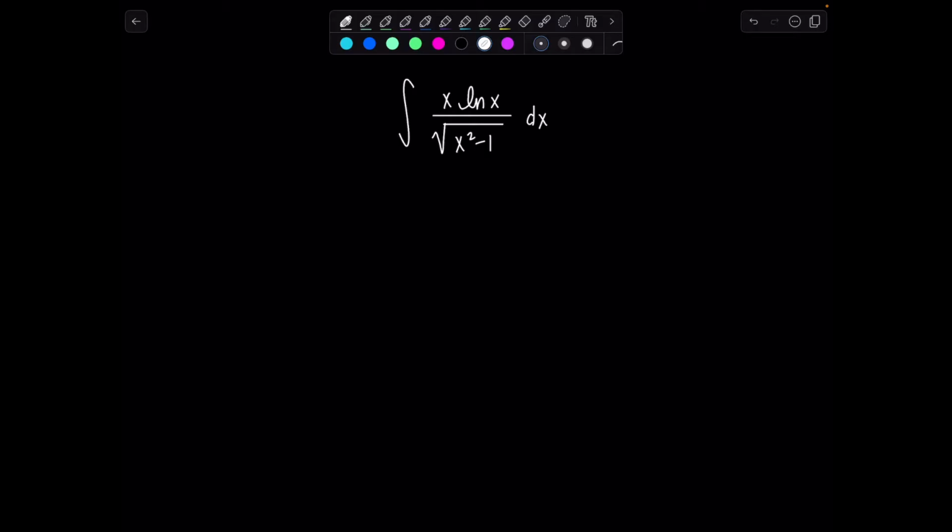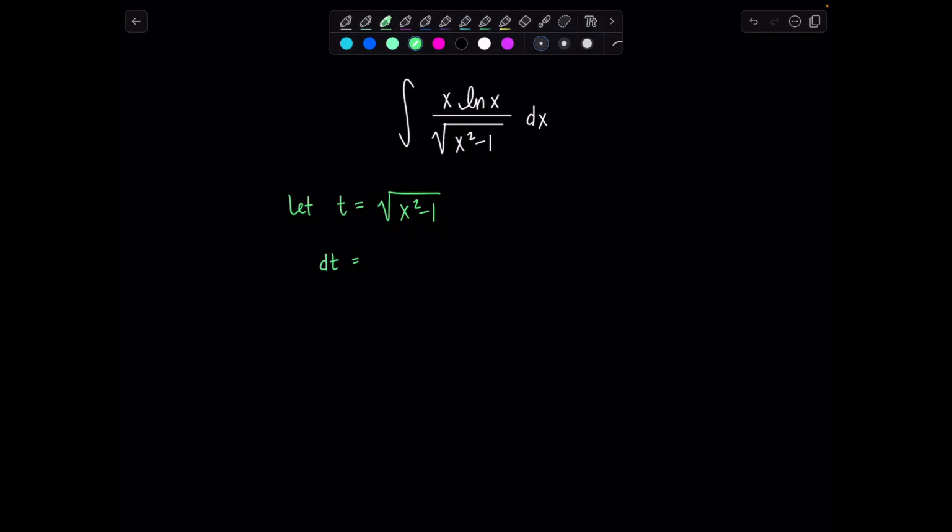So for that reason, when I do my substitution, I'm not going to use the variable u. I'm going to use t because I want to save u for when I get to by parts. And I'm going to start off by letting t equal the whole denominator, so square root of x squared minus 1. And then in order to find dt, I don't know if I've shown you my shortcut.